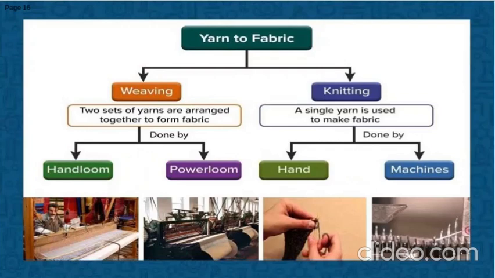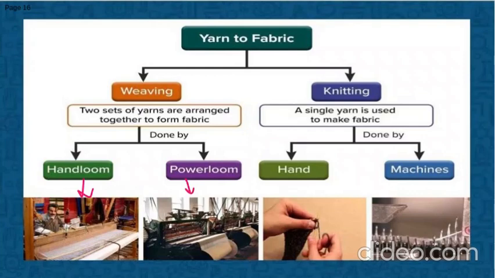When yarn is there, we convert that to fabric by the process of weaving and knitting. Weaving means we take two sets of yarns, arranged together to form a fabric, which is done by hand looms or power looms. So yarns come together to make a fabric. We can do it with hand looms, in a traditional way by hand, or with power looms, which are automatic machines.